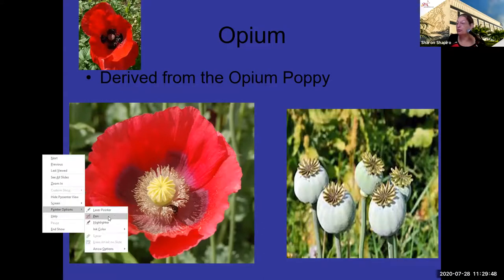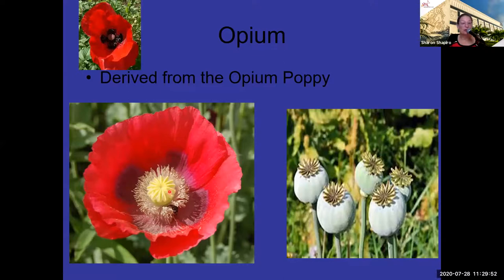Pointer options, laser pointer. So this is the female part. It sticks up higher. And then this is the male part of the flower. And again, it gets pollinated by wind and bees just the same way that the other flowers do their thing. And what happens is a bee will land down here and it'll pollinate it.